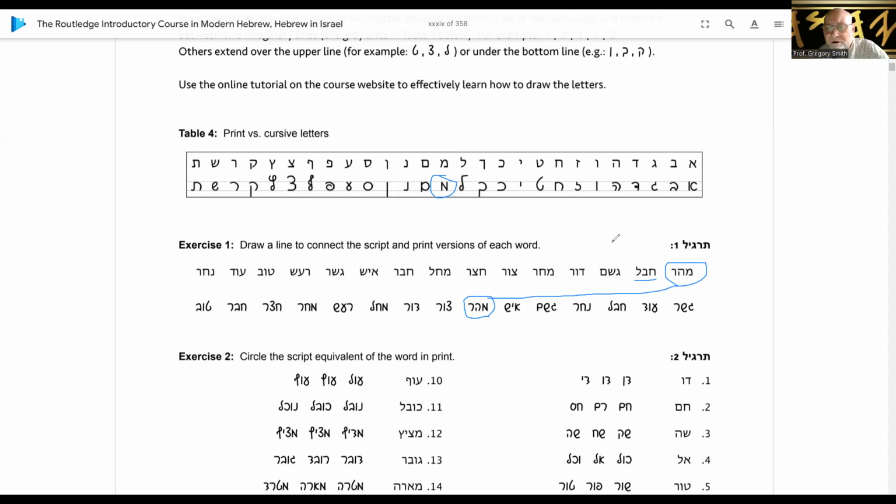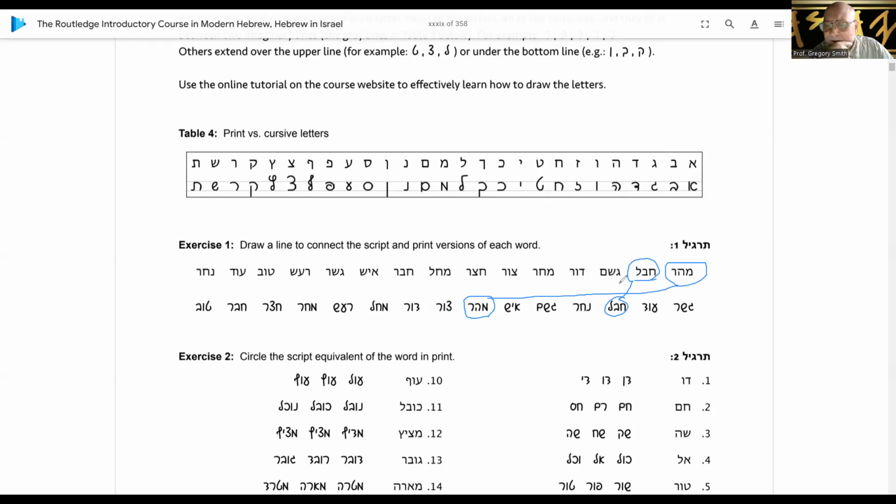Okay, so it starts with a het. We've got a het here. So that's easy. We'll look for that there. And I bet you it's this one here, just as soon as I double check that lamed. Yep. There that is. Okay, so it's hevel right here, and that goes with this.